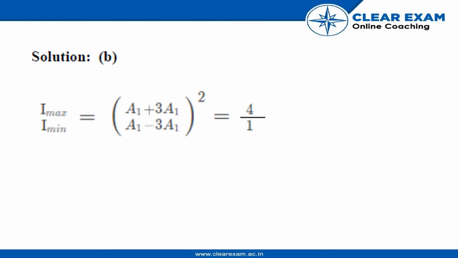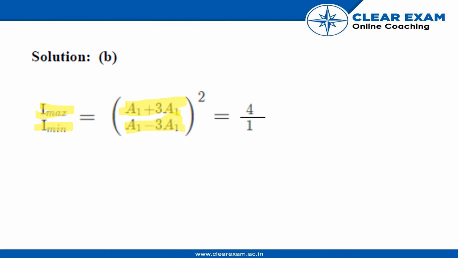Okay, so there is a very simple and easy formula for this. The formula is Imax is (a1 plus 3a1). Here 3a1 is because in the question it is given that the ratio is 1 is to 3, and for calculating Imin, the formula is (a1 minus 3a1). So 3a1 is due to that ratio 1 is to 3, okay, and whole square.